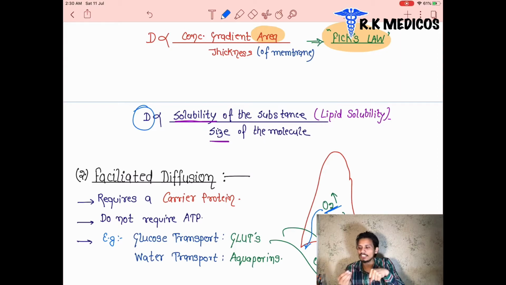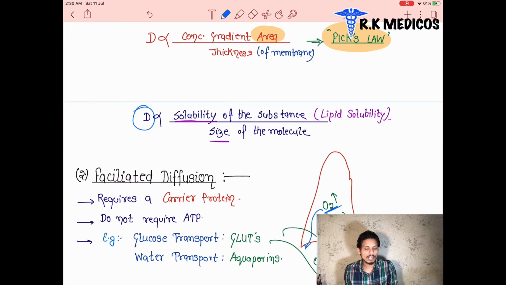Suppose some molecules are starting to enter inside the cells and their shape or size increases up to 5 micrometer or 3 micrometer. So it can't be penetrated through these holes in the membrane. So when the molecule size increases, there is a decrease in diffusion. When the molecule size decreases, they pass more easily. So the lipid soluble molecule is more easily transported by diffusion.